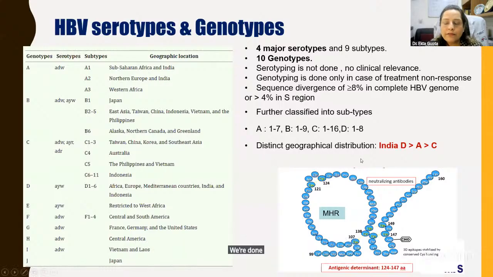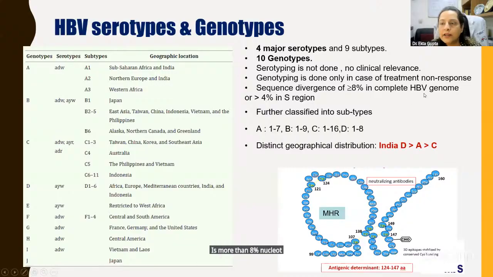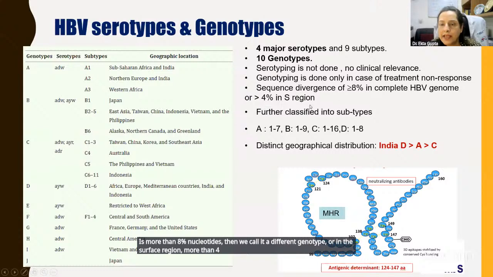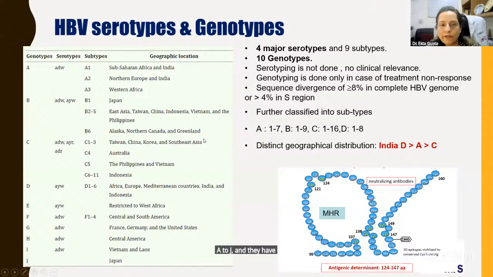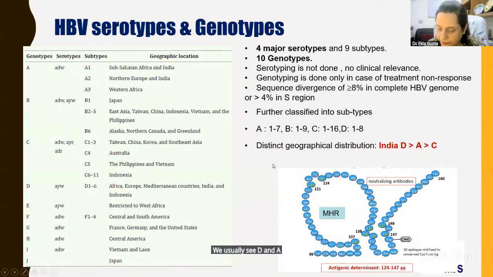We divide them into genotypes, based upon differences in the entire genome. If the difference between two genomes is more than 8% of nucleotides, or more than 4% in the surface region, we call it a different genotype. There are 10 genotypes, A to J, and they have different geographical distribution. In India, the most common is genotype D, followed by A and C. We usually see D and A in India, right?